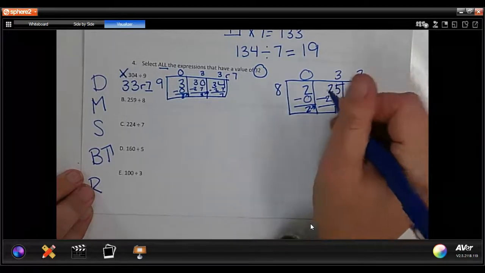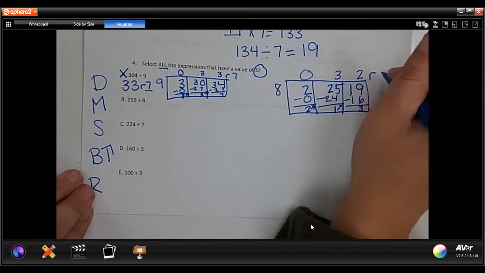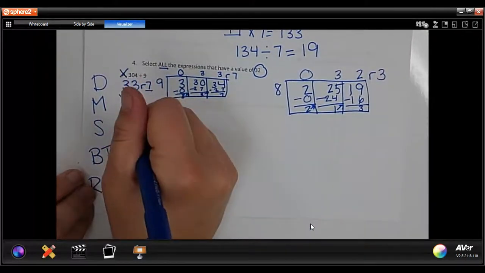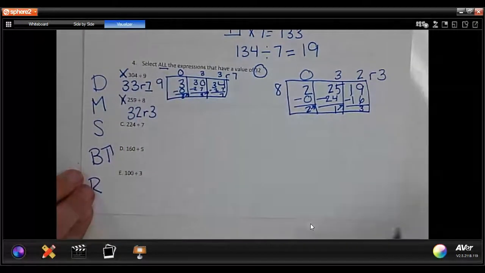I'm going to subtract 8 times 2, which is 16. Subtract those 2, and I get a remainder of 3. So this is not the right answer either because it's 32, but it has a remainder of 3. So that is not the correct answer because we just want a value of 32.